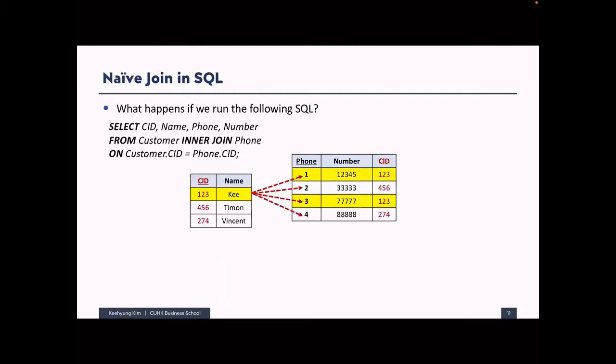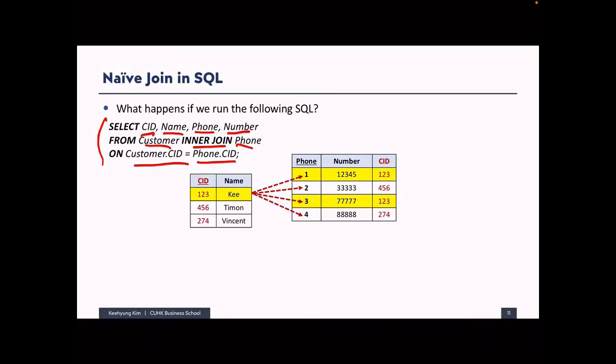Then we may utilize this SQL query. We select the customer ID, name, and the phone ID and phone number like this, from the customer table, inner join phone, based on the primary key and the foreign key like this. And earlier, I mentioned that if you use join, the database system will use a table scan. So what it means is this.